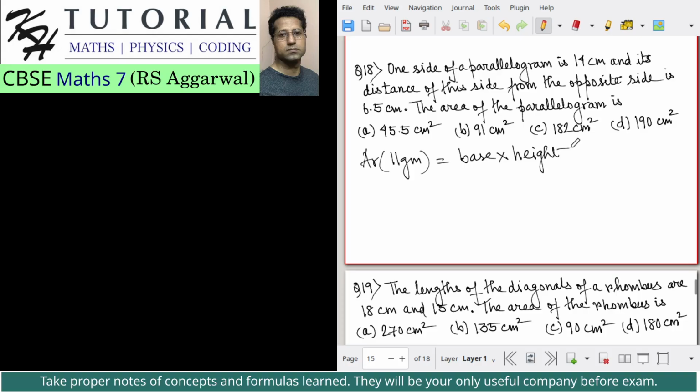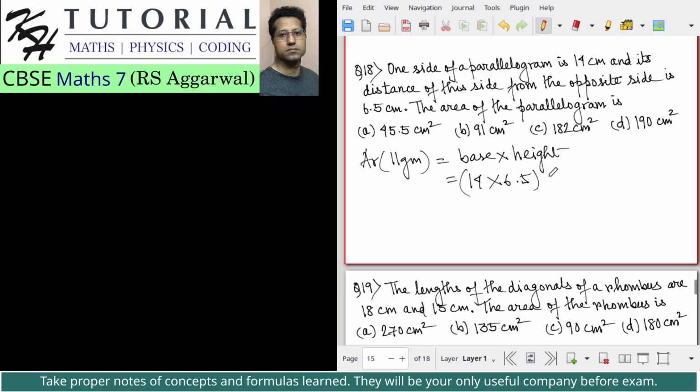Base multiplied by the height. The base can be considered as any one side of the parallelogram, and the height will be the distance between that side and the opposite parallel side. So in this problem, base is given to be 14 and the height is given to be 6.5.